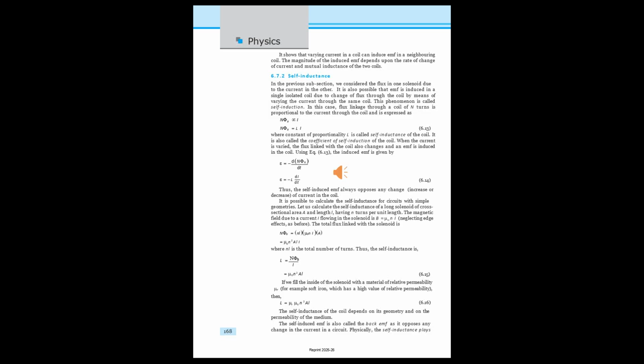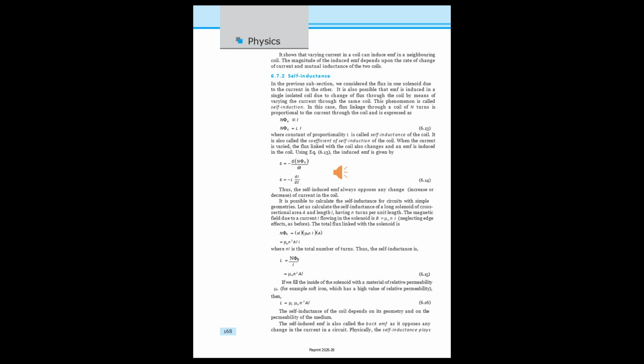This phenomenon is called self-induction. In this case, flux linkage through a coil of N turns is proportional to the current through the coil and is expressed as equation 6.13, where the constant of proportionality L is called the self-inductance of the coil. It is also called the coefficient of self-induction of the coil. When the current is varied, the flux linked with the coil also changes and an EMF is induced in the coil. Using equation 6.13, the induced EMF is given by 6.14. Thus, the self-induced EMF always opposes any change, increase or decrease, of current in the coil.